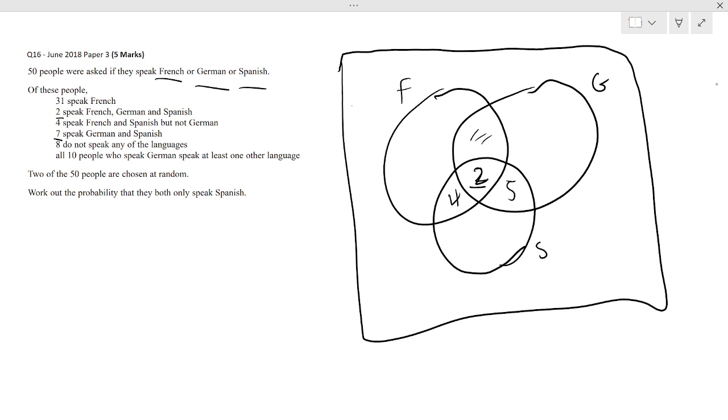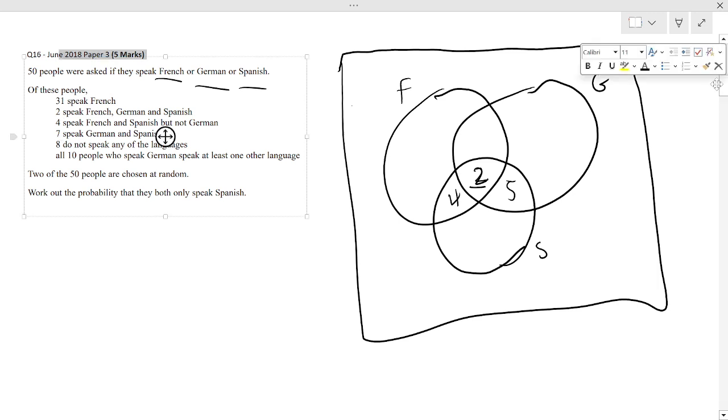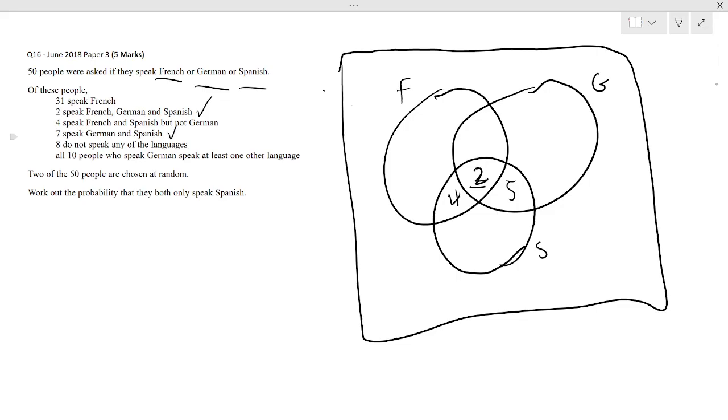Then what about this overlap here, French and German? And if you want, you can kind of tick what you used off. So I ticked this information off. I've used this information. I've used this information. Now I've got these bits left. We're not given anything about those who speak French and German. Not really. So let's see what else we've got.